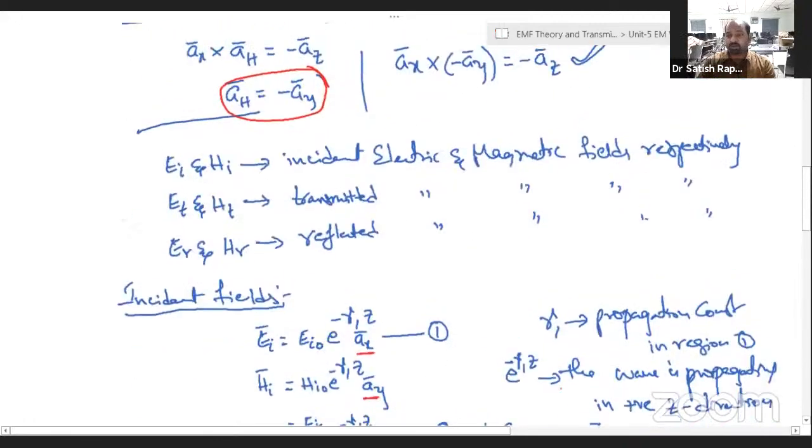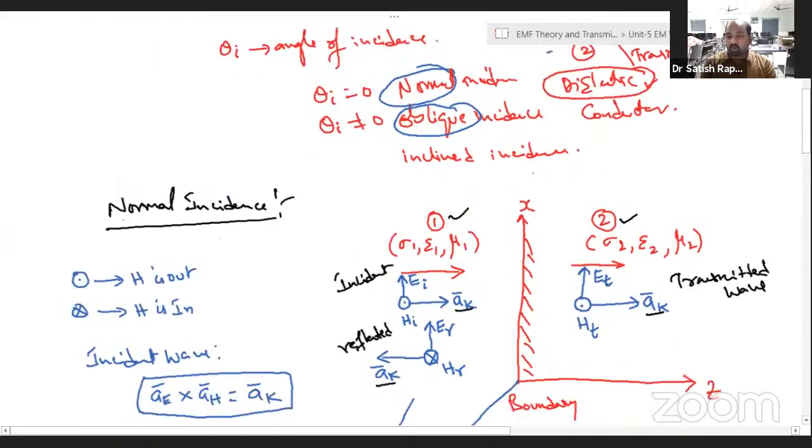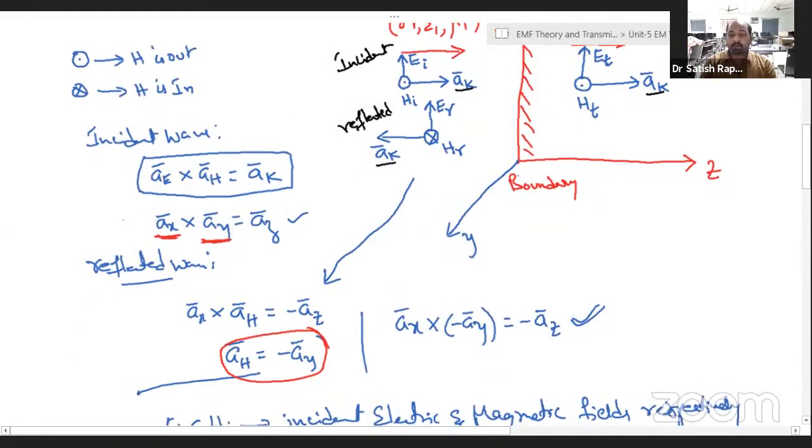So in this figure also we have considered this is the positive z direction, right? And the boundary, so what is the boundary? We have considered the boundary at z is equal to 0, right?